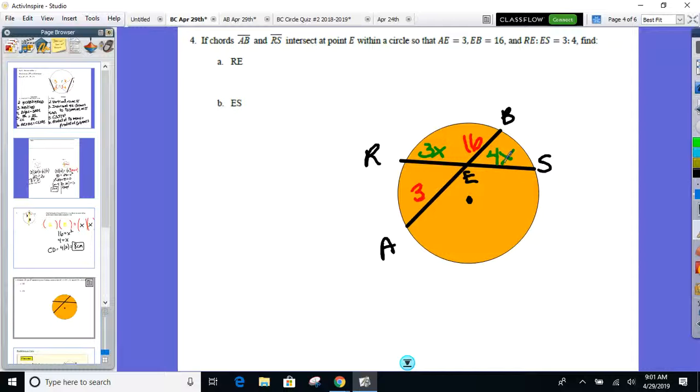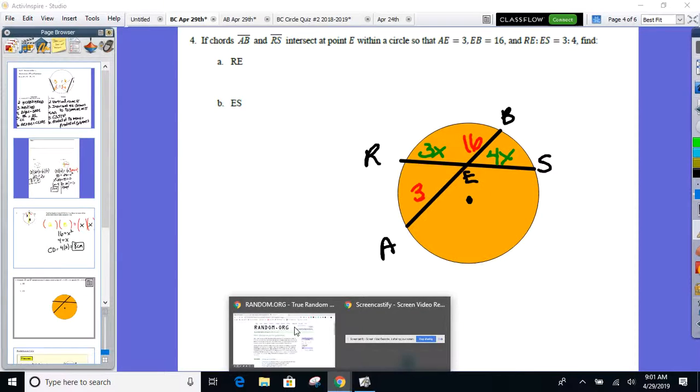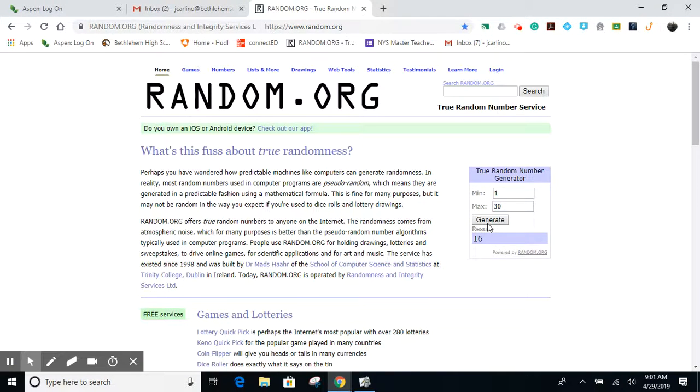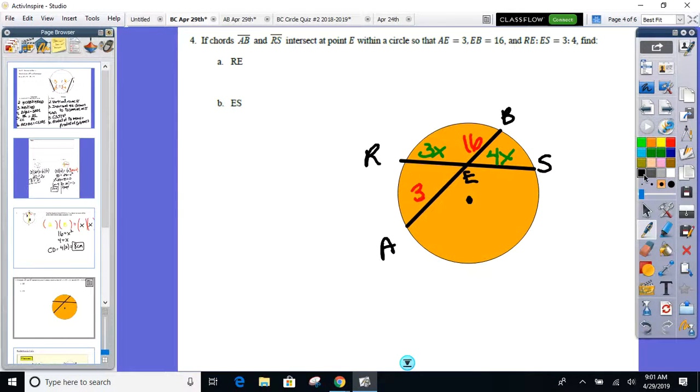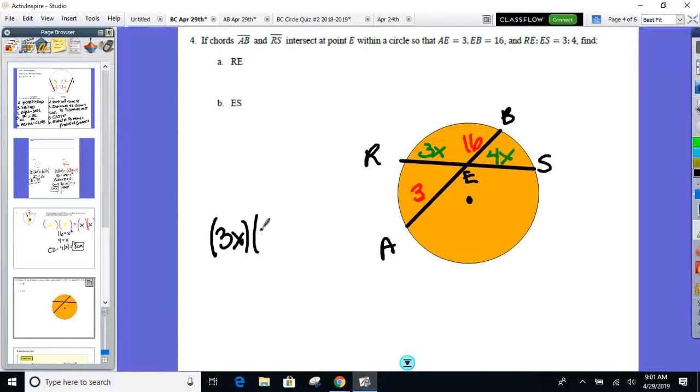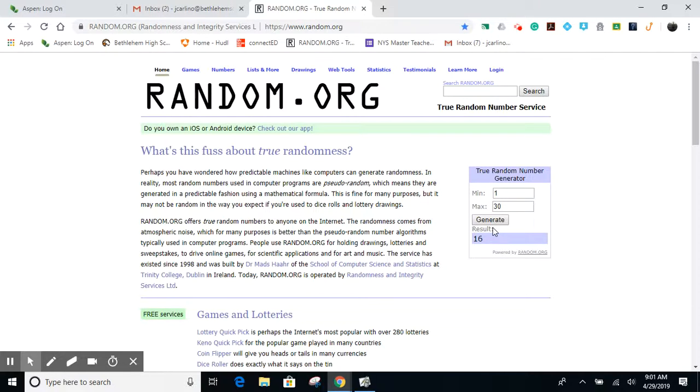Now I have two chords intersecting, which means their parts are equal. What equation did you set up to solve? Just the equation, please. So 3x times. All right, yep. Didn't know we had an algebra superstar in the house.